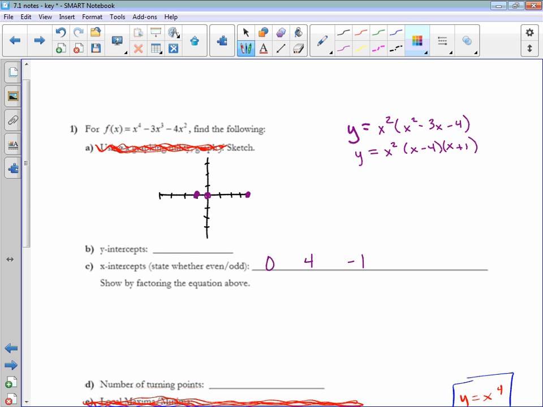Which one of those has multiplicity? 0, and is it even or odd? Even, okay. So we'll squeeze that in next to the 0.